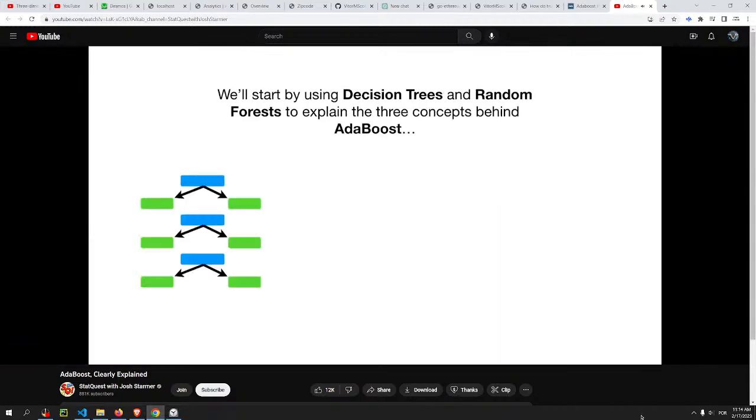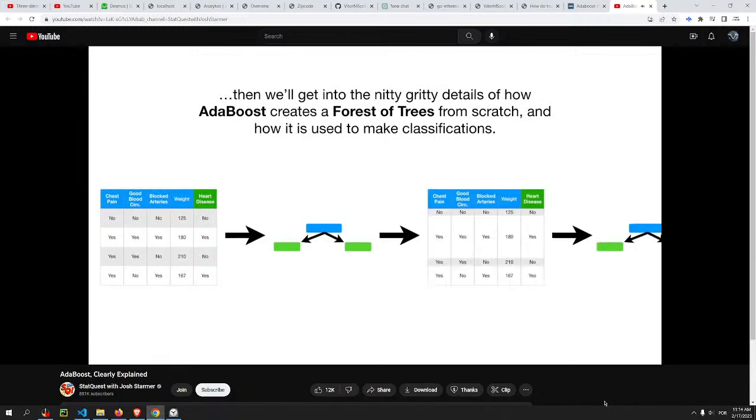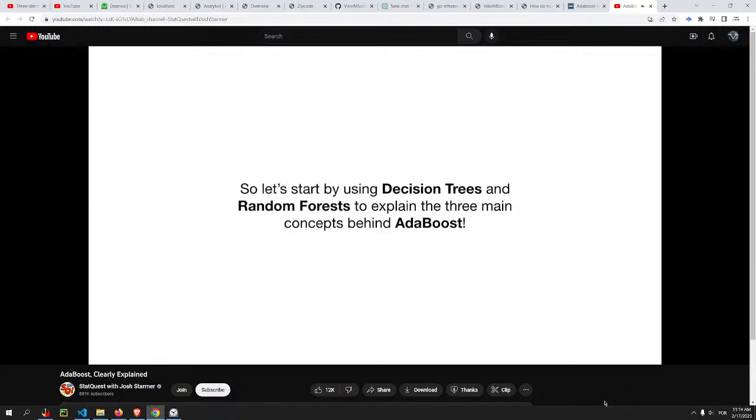We'll start by using decision trees and random forests to explain the three concepts behind AdaBoost. Then we'll get into the nitty-gritty details of how AdaBoost creates a forest of trees from scratch and how it's used to make classifications. So let's start by using decision trees and random forests to explain the three main concepts behind AdaBoost.